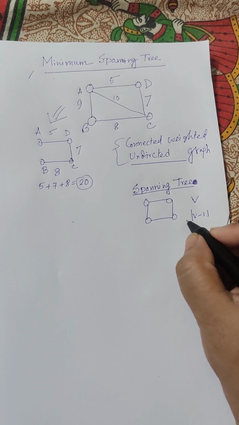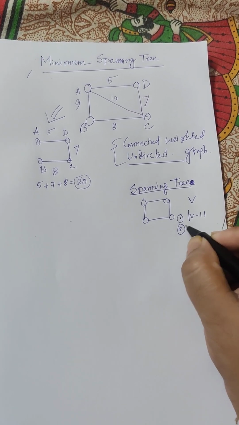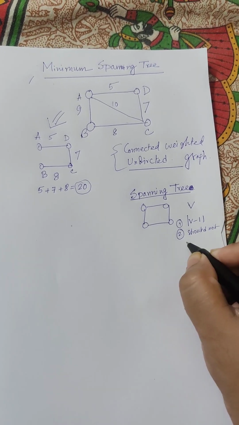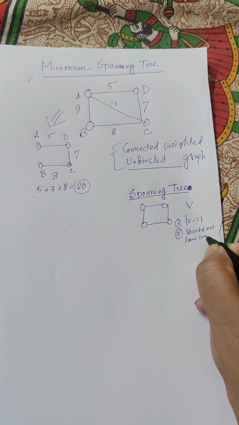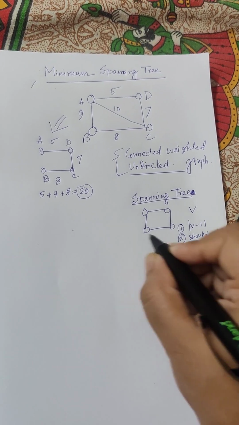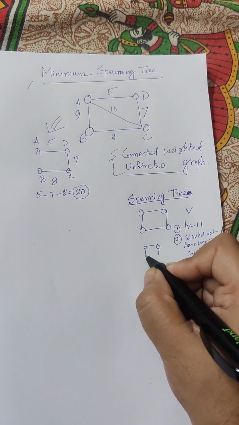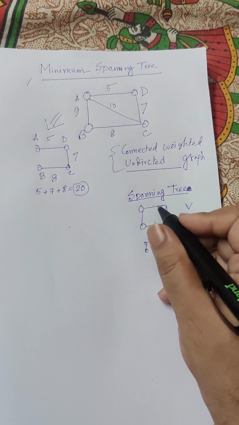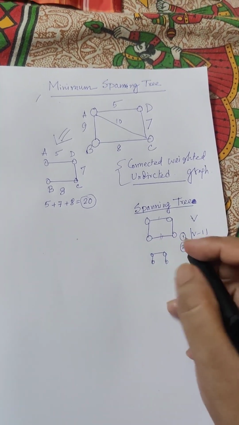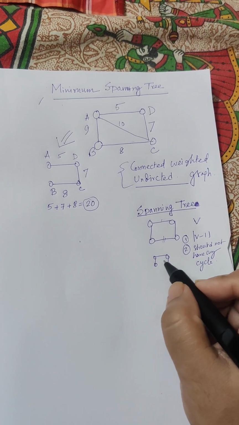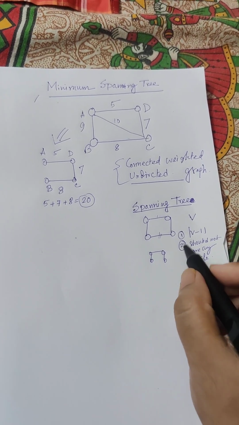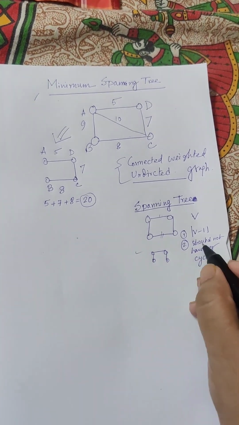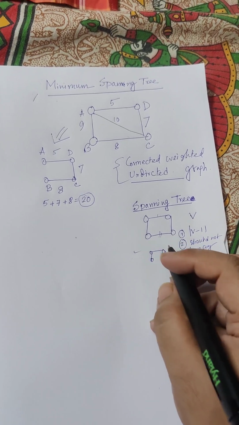And first of all, it should not have any cycle. So it could be like this, or we can drop this one or this one and anything else, right? In that case we have 4 edges and 3 vertices, so it is satisfying both conditions. So this is going to be a spanning tree.